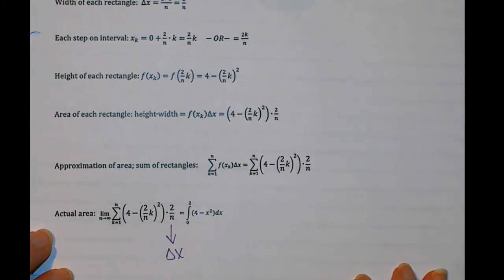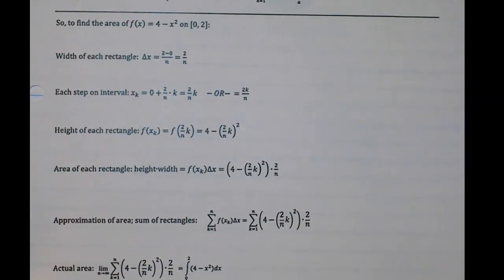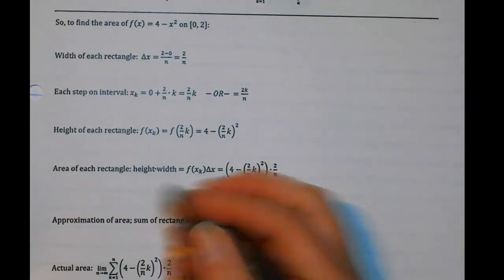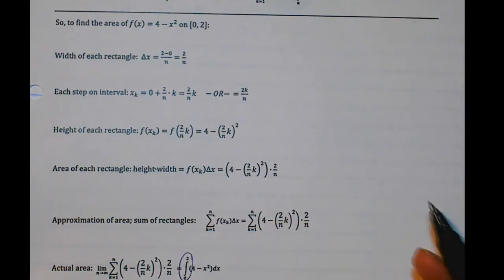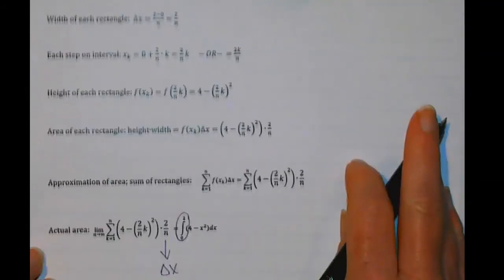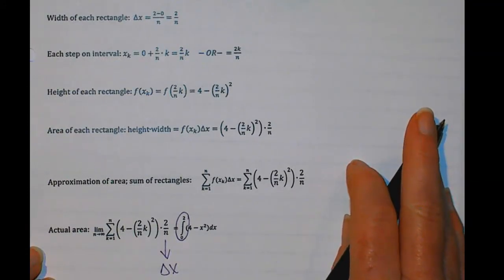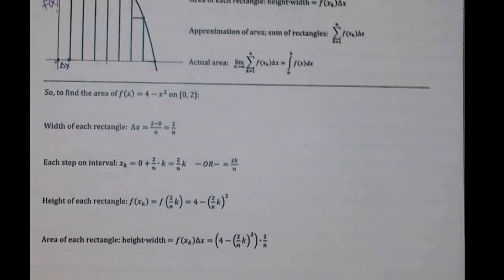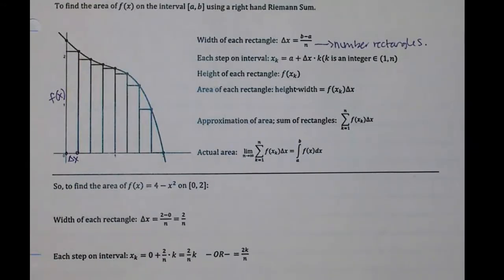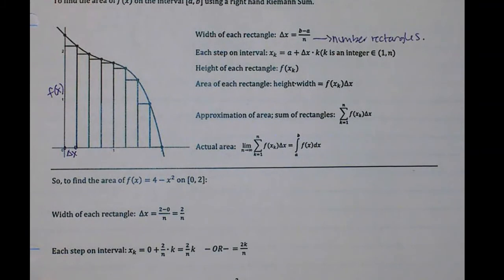This is what I was just saying Leland found on our PPCs, where he said, hey, look, if we're looking at this from 0 to 2, that has to be 2 over n. So that notation I want to be the most obvious for you. Okay, then each step in the interval, back up to the top, we're looking at a plus change of x times k.